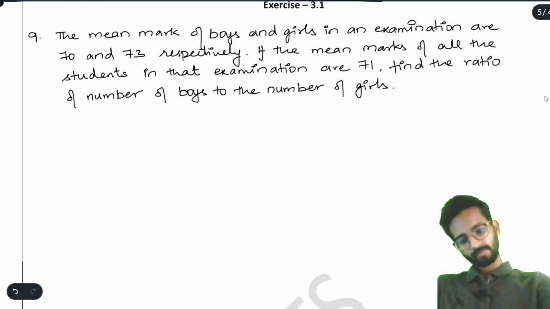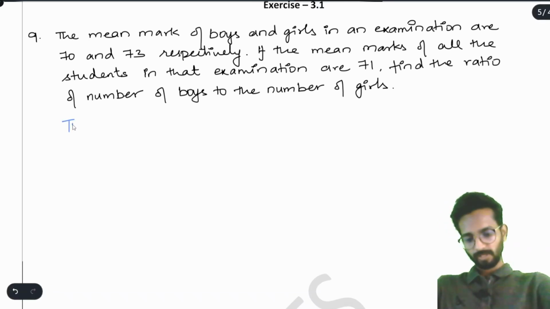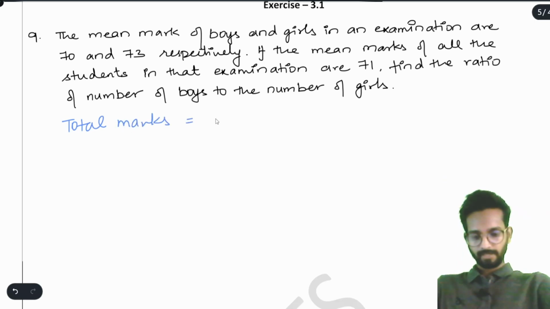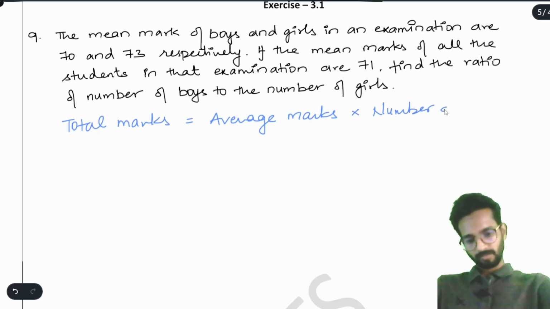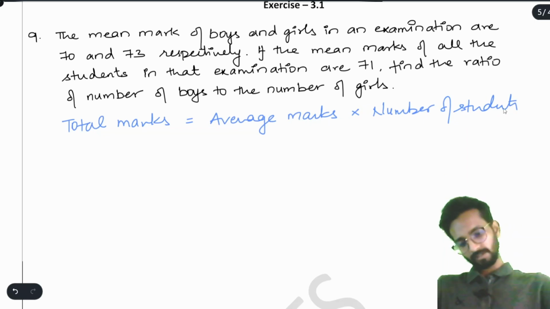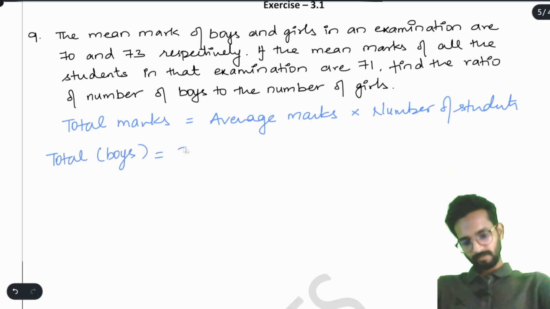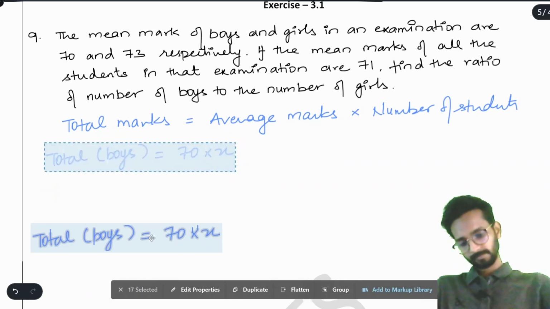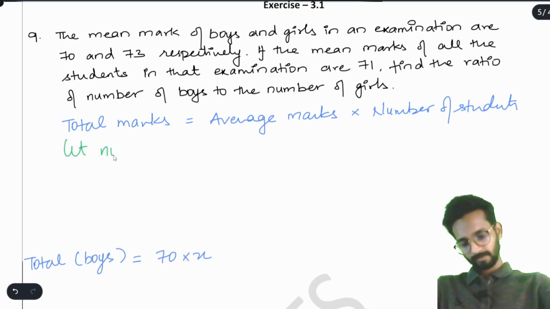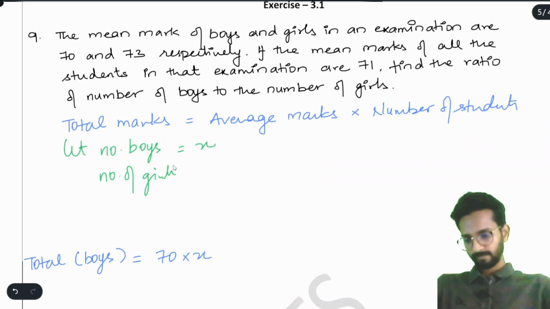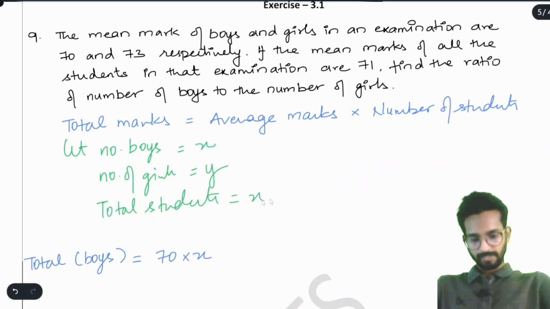Now see, understand, the mean marks of boys and girls are already given. So if I want to know the total marks, how will we find it out? Total marks will be average marks multiplied by number of students. Now for total marks of boys, the average is 70, and let the number of boys be x and the number of girls be y, and total students will become x plus y, okay.